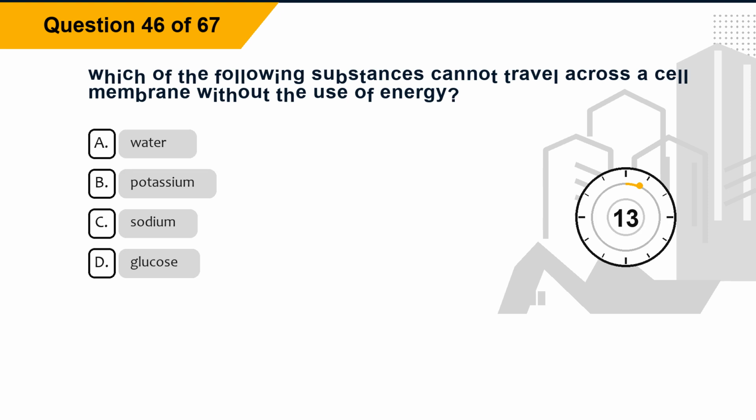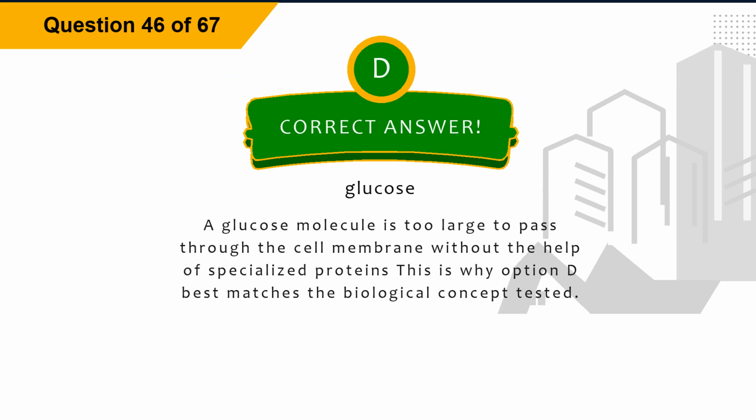Question 46. Which of the following substances cannot travel across a cell membrane without the use of energy? Option A, water. Option B, potassium. Option C, sodium. Option D, glucose. The correct answer is option D, glucose.